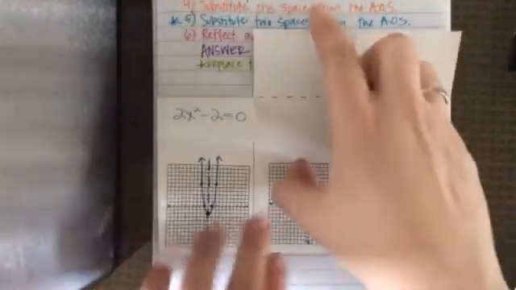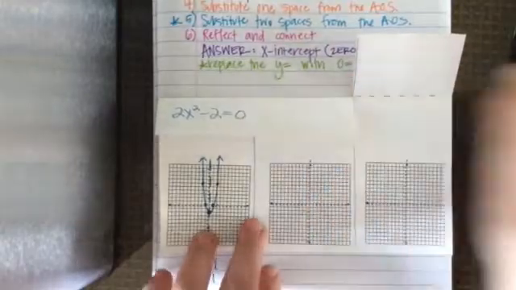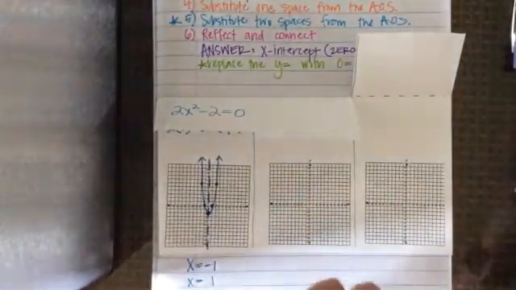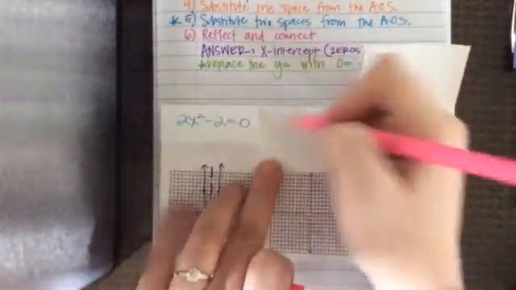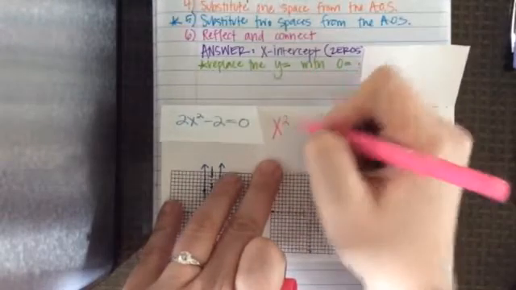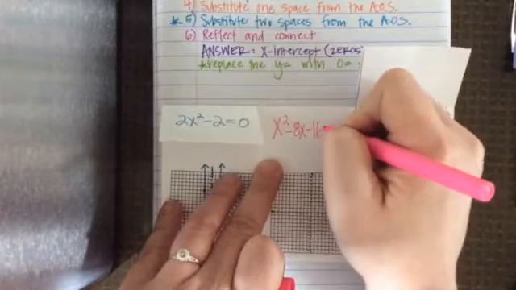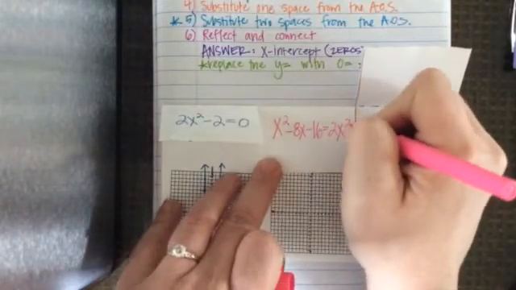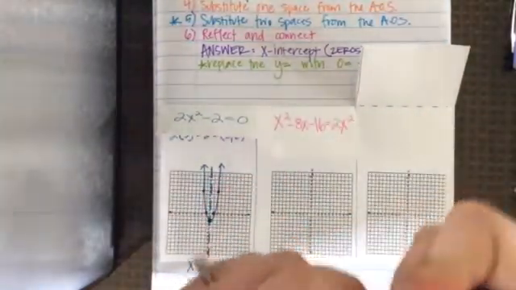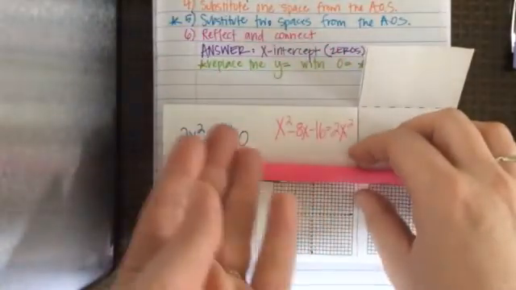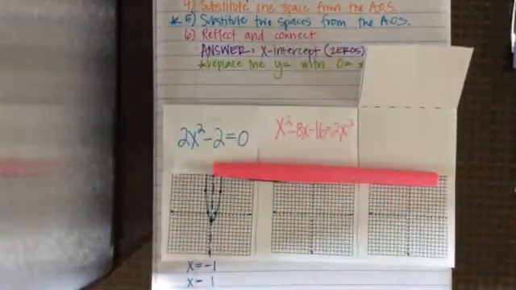Let's try another one. Let's do x squared minus 8x minus 16 equals 2x squared. Now this problem has an extra step in it, of course, right? It's not going to be as easy as this one. We have to get a little more complicated.